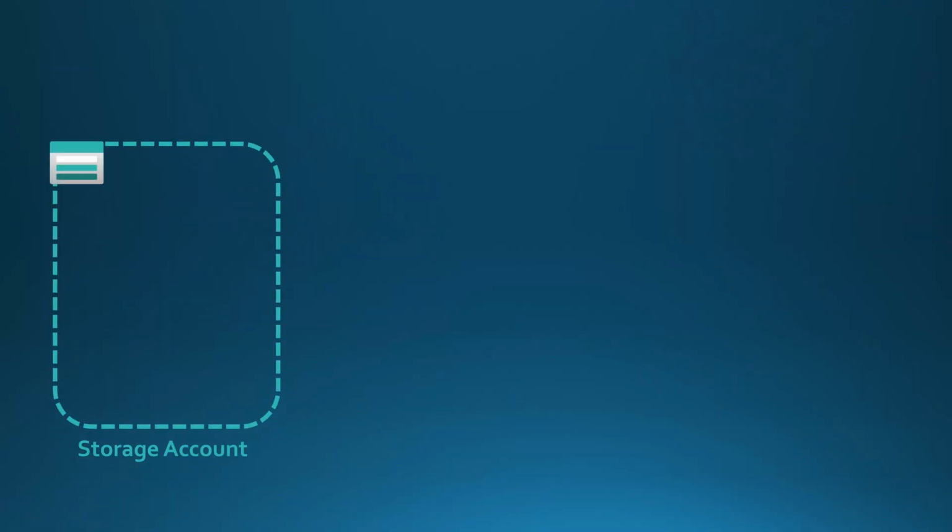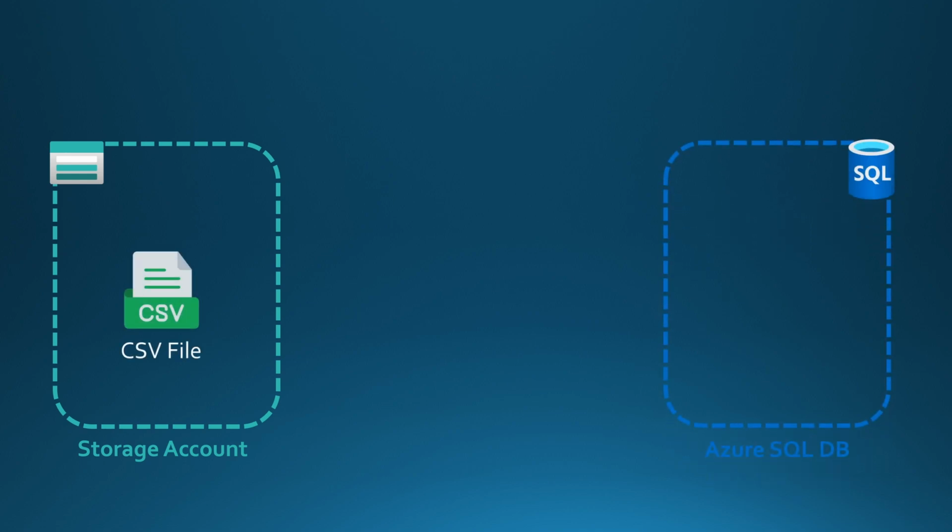Let's start by imagining a situation where we have a storage account. In that storage account, we have a CSV file. Then we have an Azure SQL database, and in that database, we have a database table. And now we would like to copy the contents of that CSV file into that table.